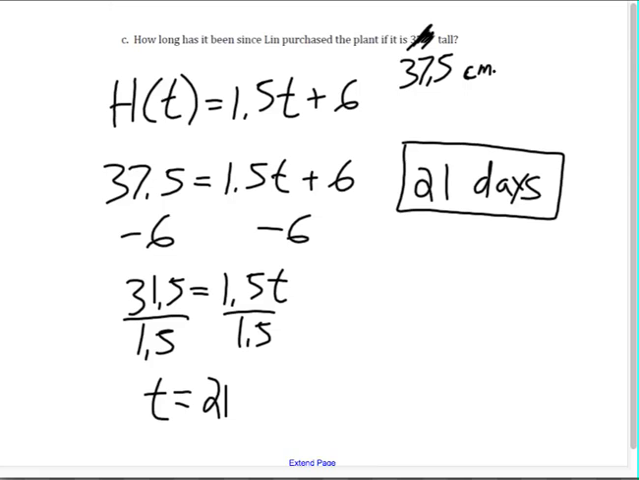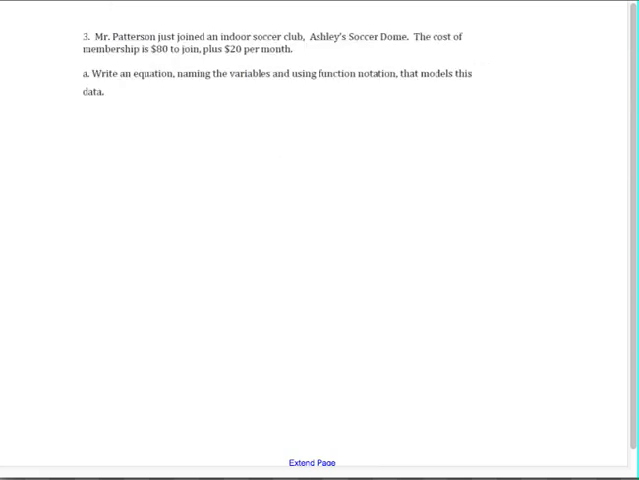Okay, perfect. On to the easier questions, in my opinion. Number 3. Mr. Patterson had just joined an indoor soccer club, Ashley Soccer Dome. Incidentally, that's a real soccer dome. My very first soccer coach in elementary school for travel team.